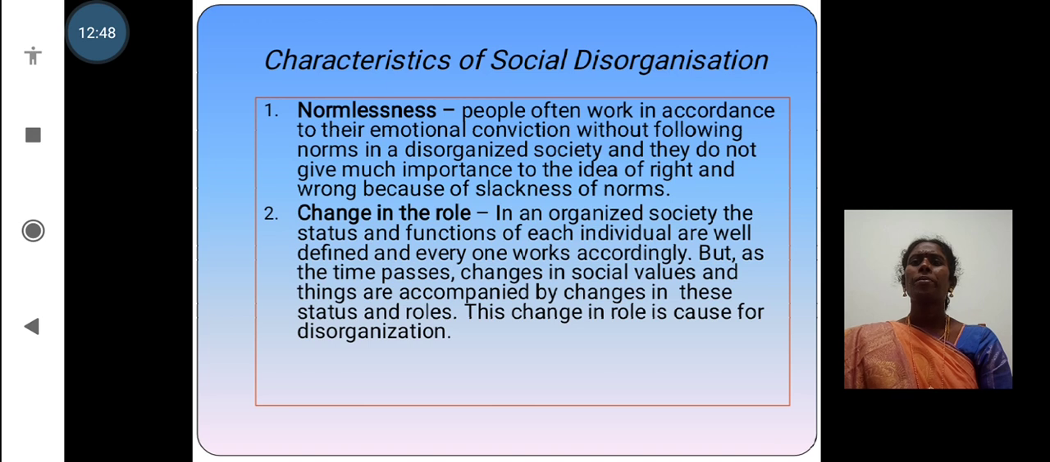Then, change in the role. In an organized society, the status and functions of each individual are well defined and everyone works accordingly. But as time passes, changes in social values and things are accompanied by changes in these status and roles. This change in role is a cause for disorganization. In our society, roles and societal activities, status and functions are defined for the people, but that role will change in a disorganized society. These changes bring changes in status and roles, so this change in role is a cause for disorganization.